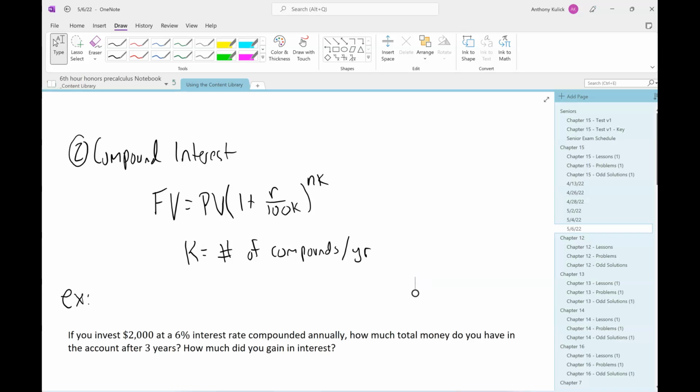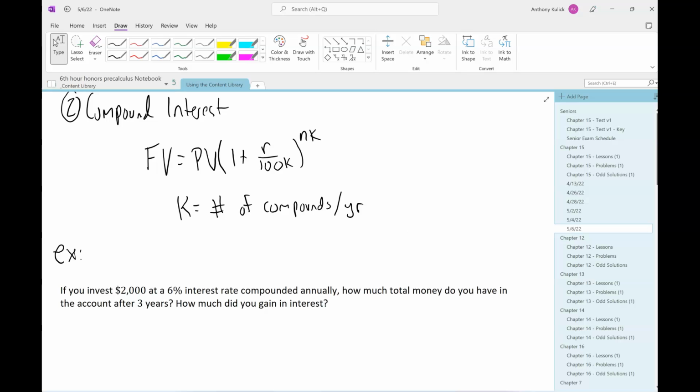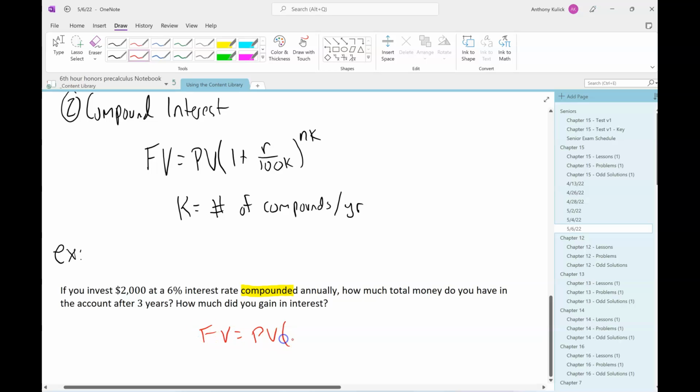So if we invest $2,000 at a 6% interest rate compounded annually, how much total money do you have in the account after 3 years? And how much interest did you earn? What words in this problem are going to tell me which of the two interest formulas I should be using? Yeah, compounded is the key word there that I need to see to tell the difference between simple and compound.